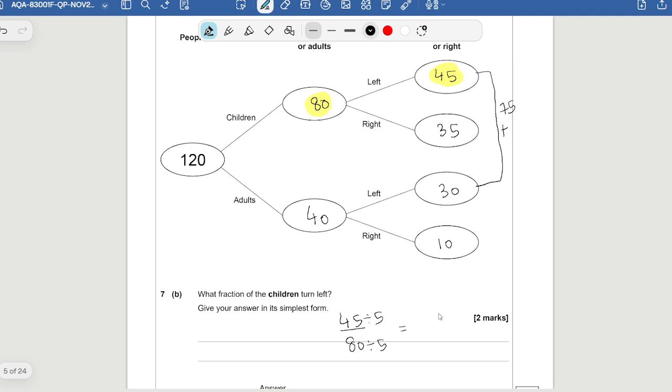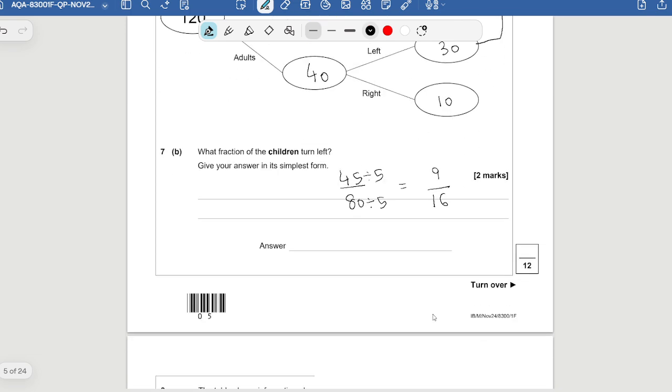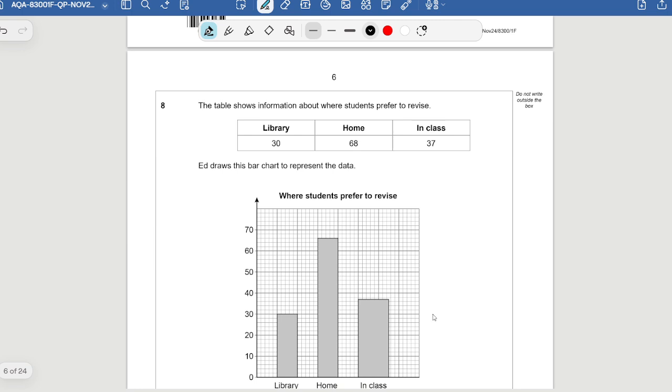5 goes into 45 9 times, and 5 goes into 80. 5 once is 5, we have got 3 as a remainder, 30. So 5 goes in 6 times. 9 over 16 is the simplest form of the fraction.